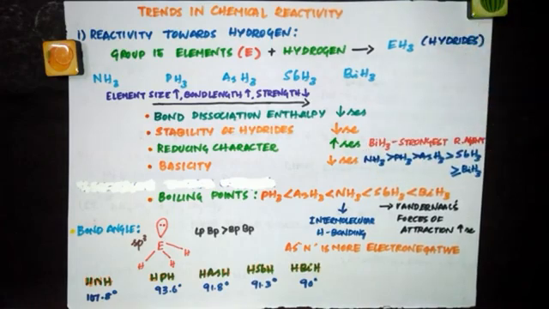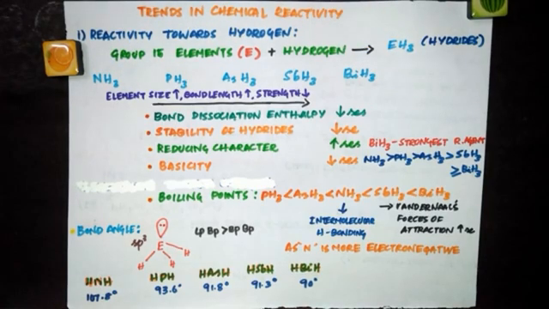So you should know the order, which means whether it increases or decreases, one thing. Second thing, you should know the reason why it is decreasing in this order. So remember, basic strength decreases from ammonia to bismuthine.